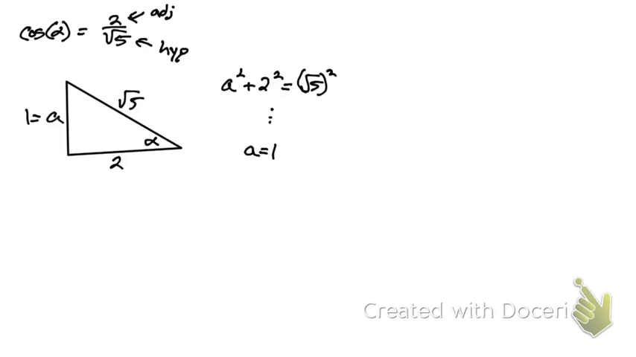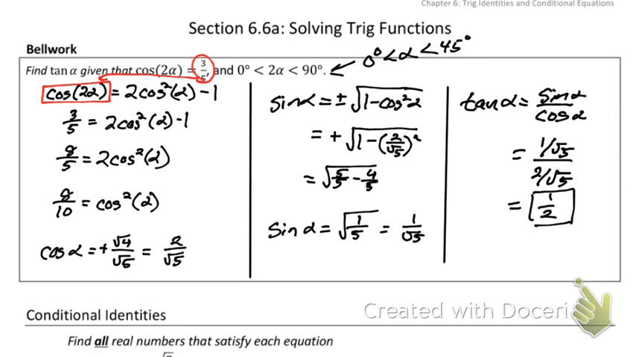Which means if I'm looking for the tangent, tangent is TOA. It's opposite over adjacent, which would just be 1 over 2. Your tangent would be 1 over 2. So if you didn't want to, you didn't have to do either of these last two columns. You could have just done a right triangle as well. We didn't do much of that because I wanted you to know these because they're really great for doing the identities. But now if you want to use a right triangle, use a right triangle.